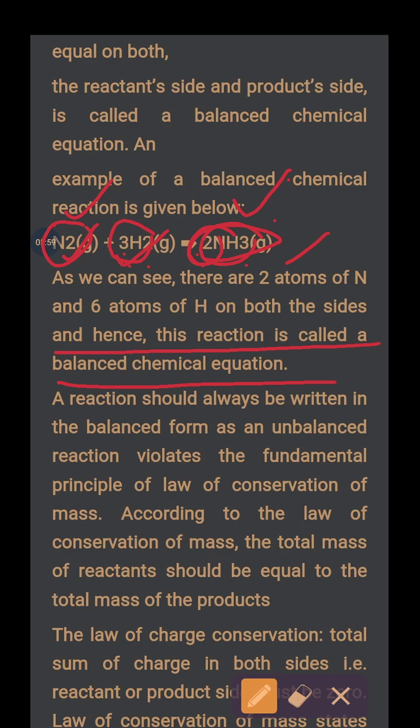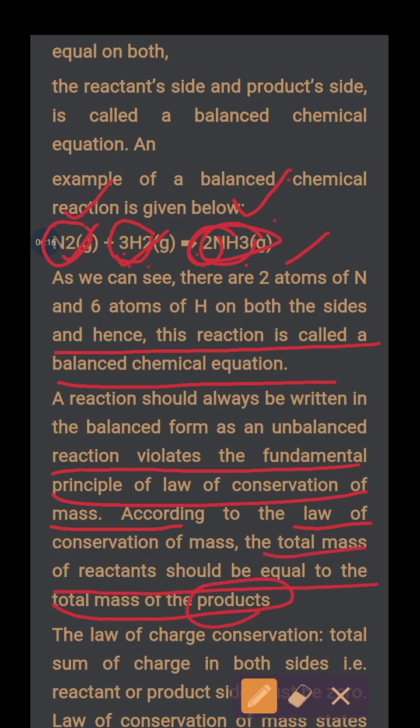A reaction should always be written in the balanced form, as an unbalanced reaction violates the fundamental principle of law of conservation of mass. What is the law of conservation of mass? It is that the total mass of reactants should be equal to the total mass of the products. Hence the reaction should be written in the balanced form.